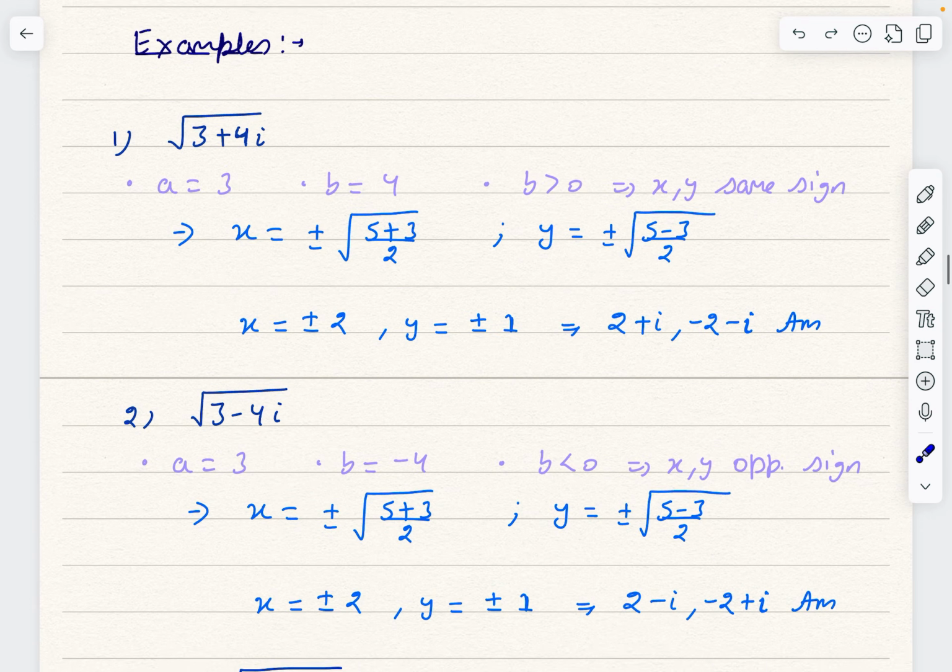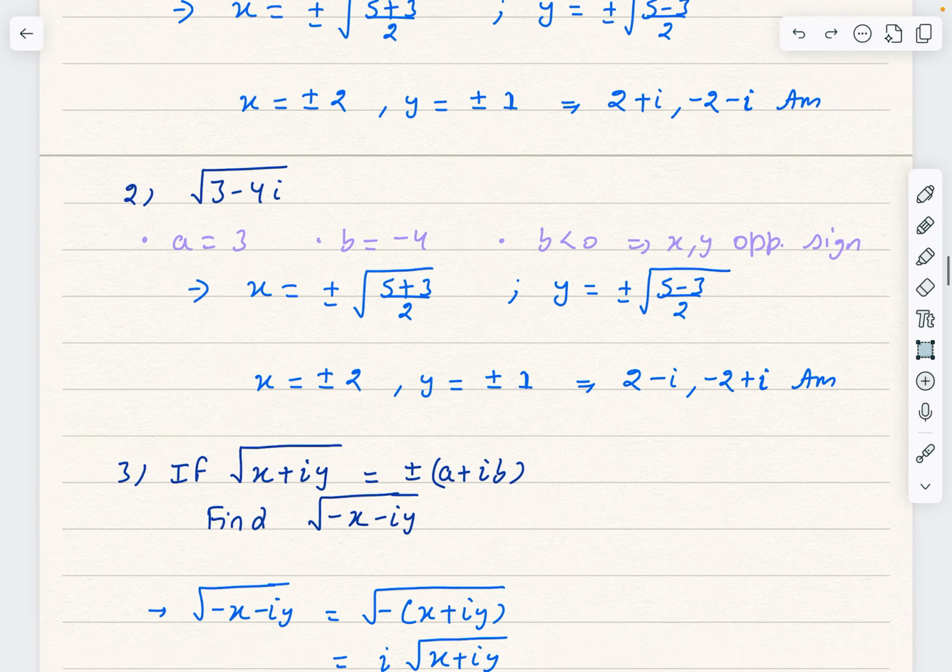Next, if you do it for the square root of 3 − 4i, here a is 3, b is −4, b is negative, so x and y are of opposite sign. So same here, x will be plus minus 2, y will be plus minus 1. But now because b is negative, the final answer will be 2 − i and −2 + i. I hope this clarifies all the doubts you have about this b and xy thing. So you can remember the formula and use it directly for these kinds of problems, and just try one more question on your own.